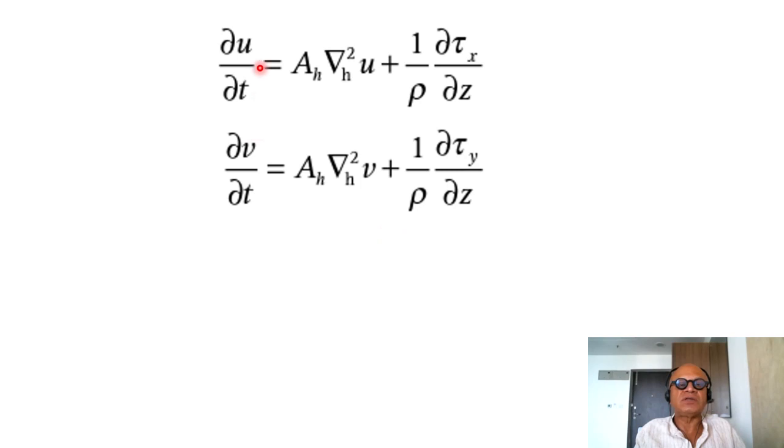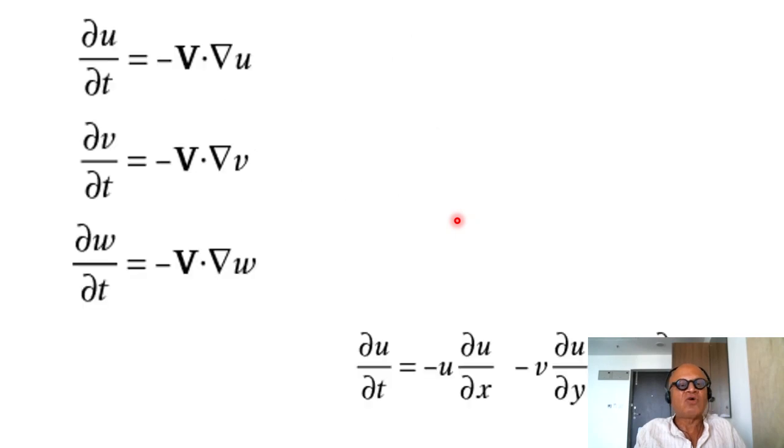So long story short, du dt equals Ah del squared h u plus 1 over rho del tau x del z, and dv dt equals Ah del squared h v plus 1 over rho del tau y del z. Now we can write the momentum advection equation just like we wrote the advection equation for salinity and temperature. So the acceleration can be related to just how the currents themselves are advecting the momentum. The momentum advection term looks very similar to what we had before.